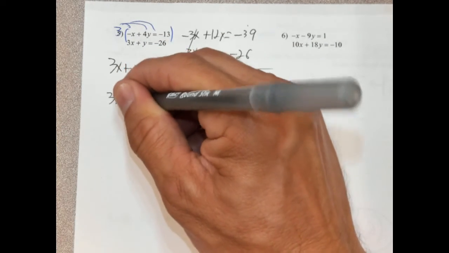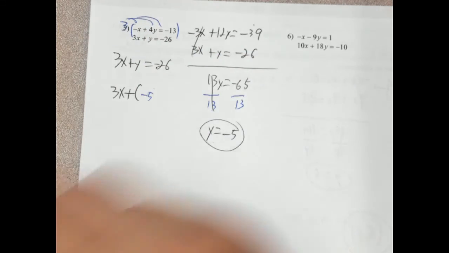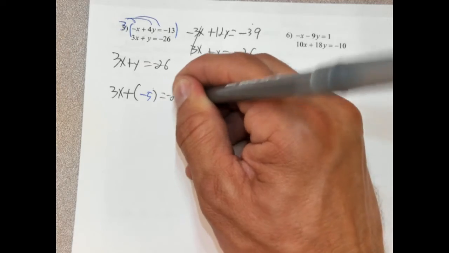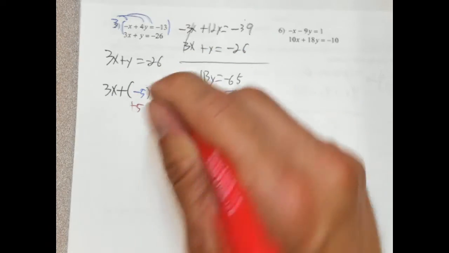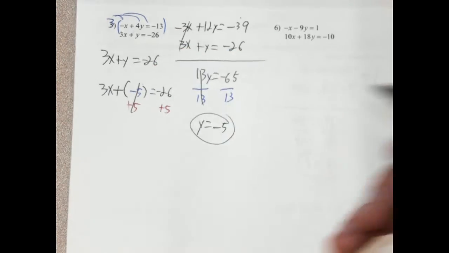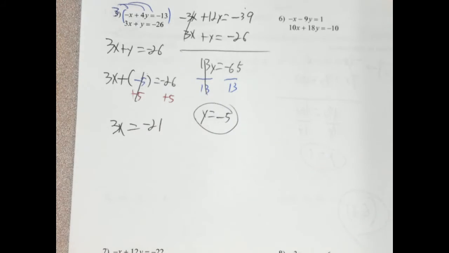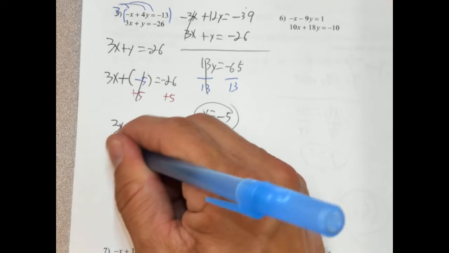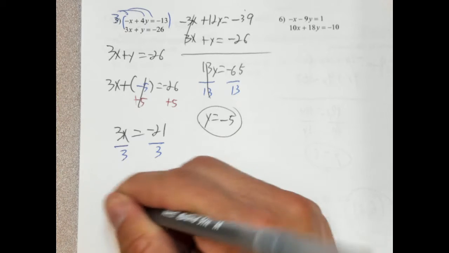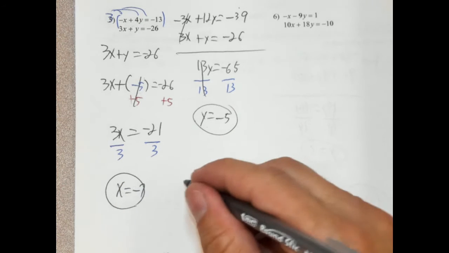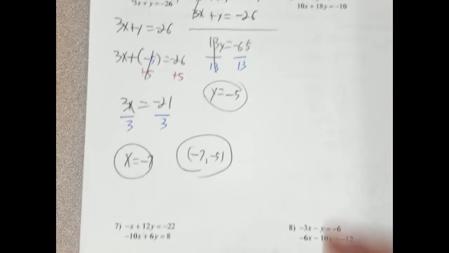So 3x plus parentheses negative 5 equals negative 26. So now we have to add 5 to both sides. Those cancel. 3x equals negative 21. We'll divide both sides by our coefficient, which is 3, and x will equal negative 7. So we'll have negative 7 comma negative 5. All right, awesome.